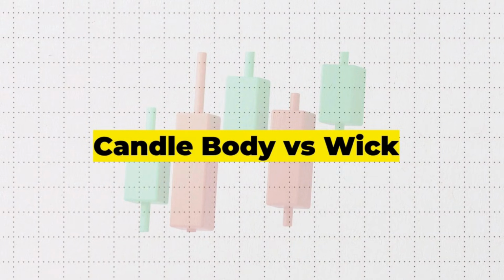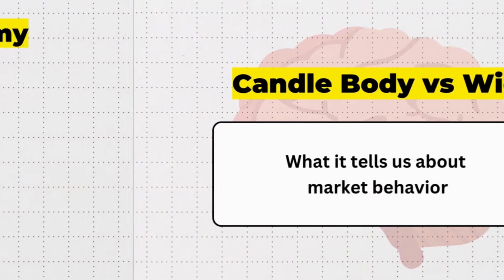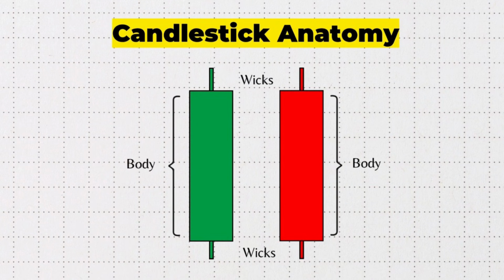Now that you understand how candles form, let's break down their structure, the body and the wicks, and what each part can tell us about market behavior. Every candlestick is made up of two main parts, the body and the wicks. The body is the thick part in the middle. It shows the range between the opening and closing prices.